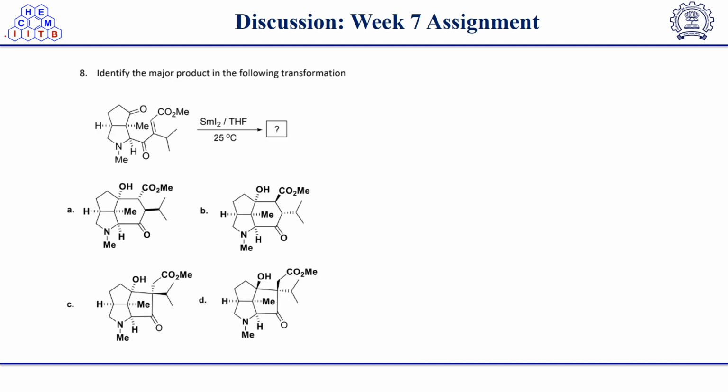So the next reaction is, identify the major product in the following transformation. So this particular compound on treatment with samarium iodide in THF at 25 degrees Celsius, what will be the major product in this reaction? As we can see in all the products, one additional ring is forming, but the ring size matters. So what is the possibility when we are treating this particular compound with samarium iodide in THF?